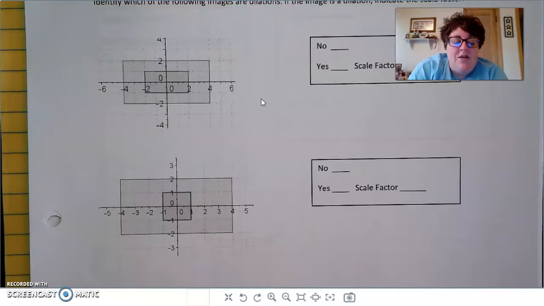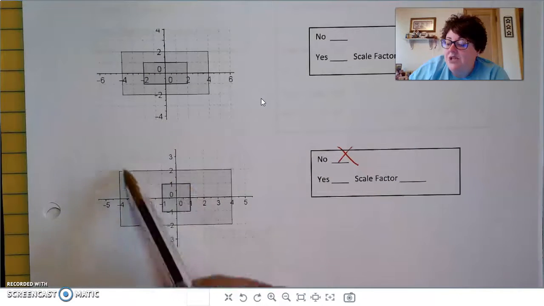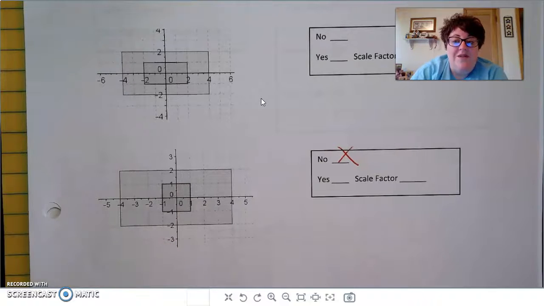Now, if I look at the second one, remember, it preserves the shape. My outer one is a rectangle, but my inner one is a square. If it's a true dilation, the shape will be preserved. So this one cannot be a dilation, because the outer one should also be a square if it's dilated. Think about your eyes too. Your pupil gets smaller, it gets bigger. That's also a dilation. That's where it's coming from.